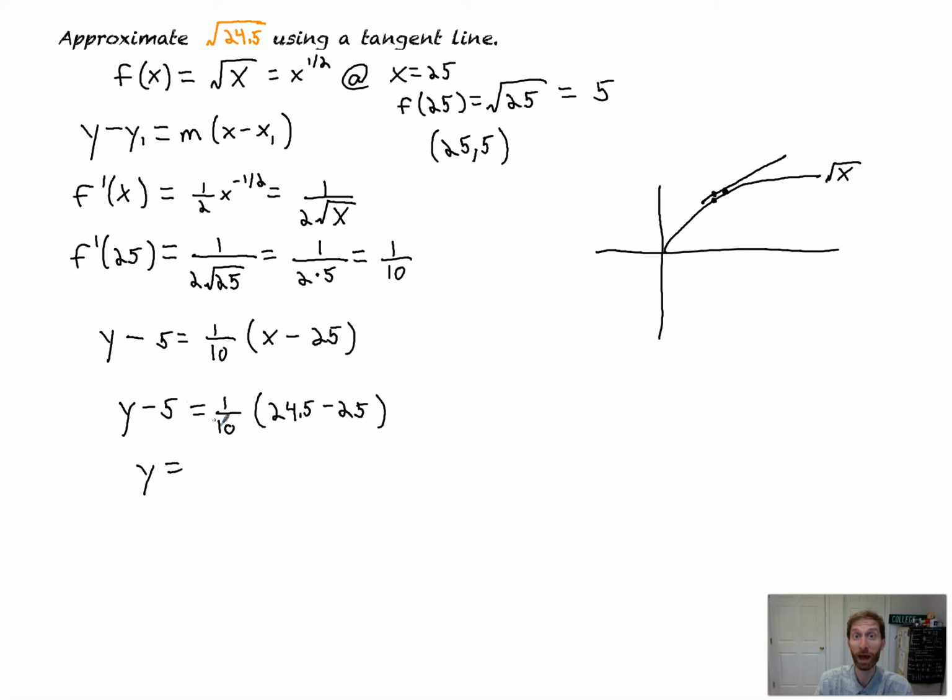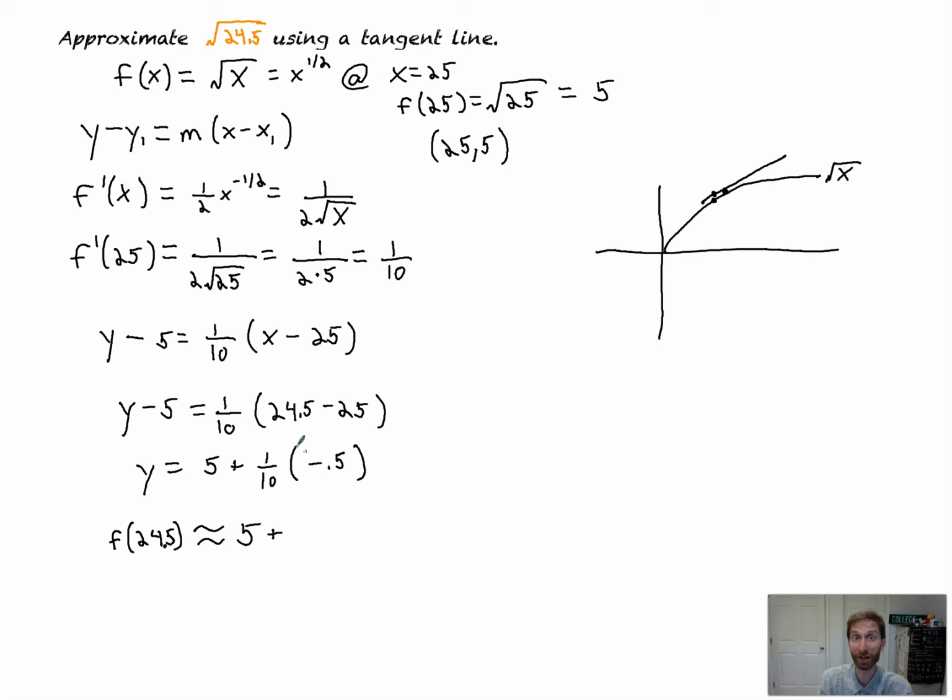Now remember, y is what we're solving for. So y is equal to, we add 5 to both sides, 5 plus 1/10 times, and this is going to be a negative 0.5. Ooh, very nice. And so that's what y is equal to. That's the exact y value on the tangent line, but we're using it to approximate f of 24.5. So y is approximately f of 24.5. So that's approximately 5 plus.